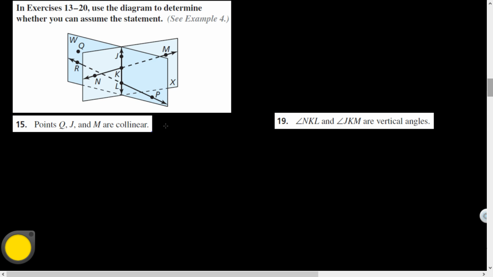Let's see. Here's questions 15 and 19. Did we do? Yeah, we did do odds for this batch. I almost wanted to do an even. I was so tempted, guys, but I was like, all right.